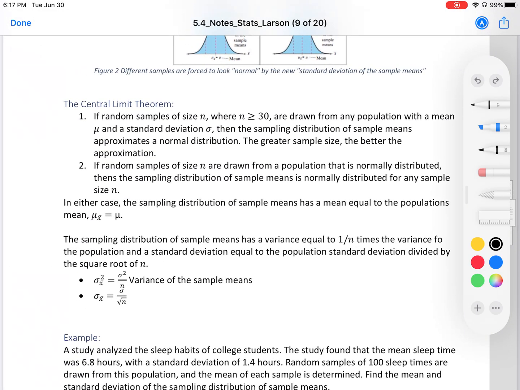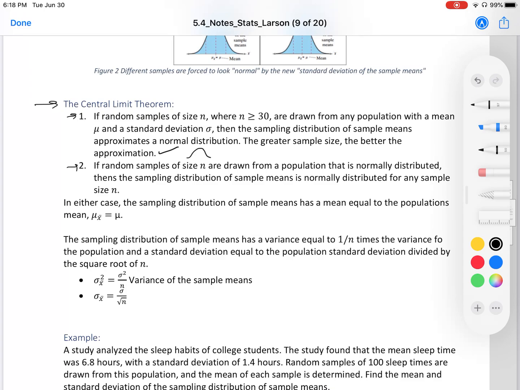The central limit theorem. 1. If a random sample of size n, where n is greater than or equal to 30, is drawn from any population with the mean mu and a standard deviation sigma, then the sampling distribution of sample means approximates a normal distribution. The greater the sample size, the better the approximation. That makes sense, right? What we're saying is the bigger your group, the more perfect, I guess you could say, or the more bell-shaped your curve is.